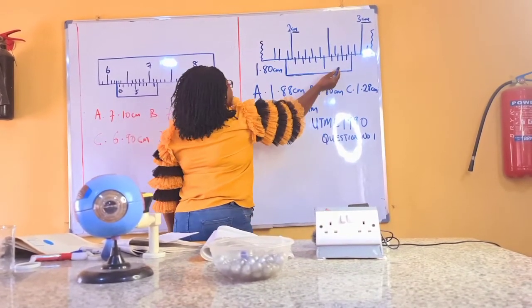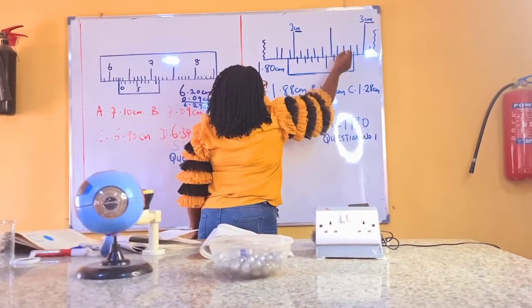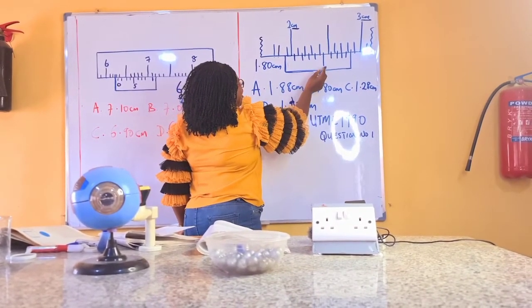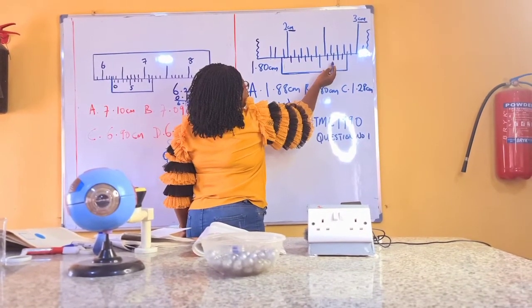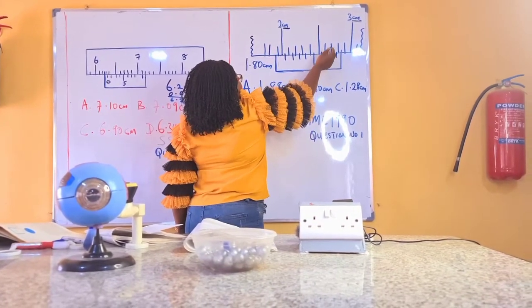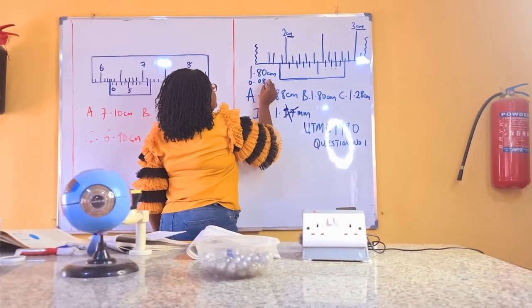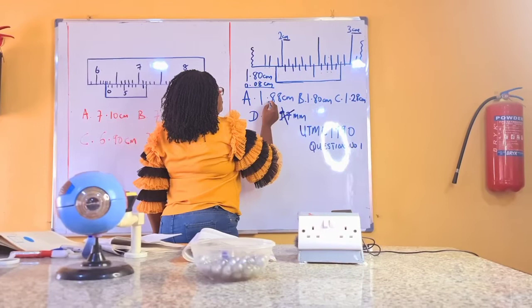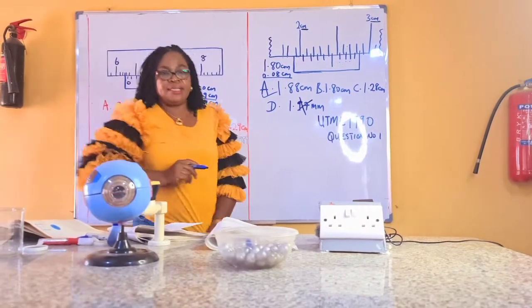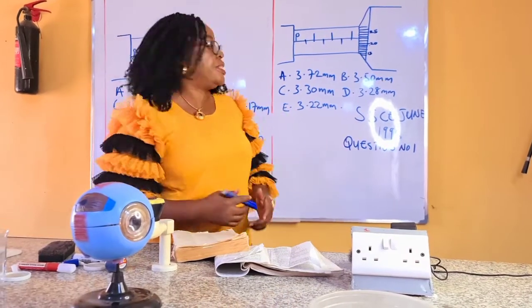The next thing, you go to your vernier scale to look for the line that coincides with any line on the main scale. 1, 2, 3, 4, 5 did not coincide. 6 did not coincide. 7 did not coincide. Look at 8. 8 is coinciding with this line. So we now have 0.08 cm. Our answer is 1.8 plus 0.08. So the answer to this question is 1.88 centimeter.